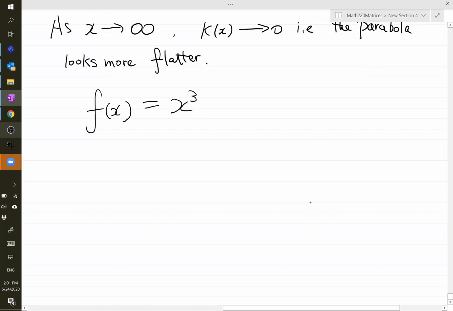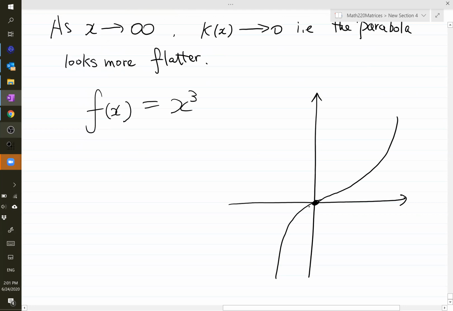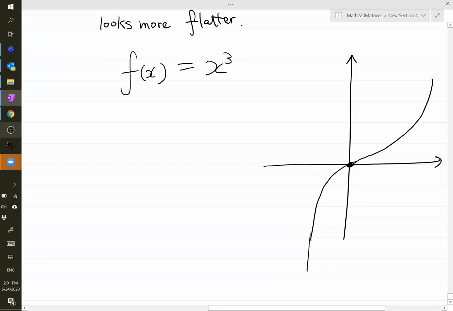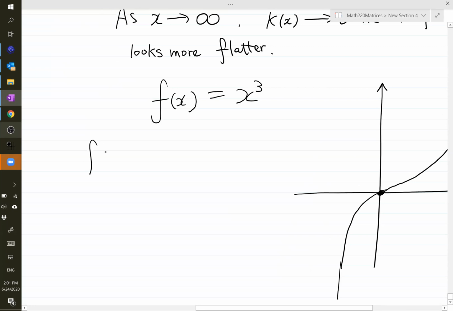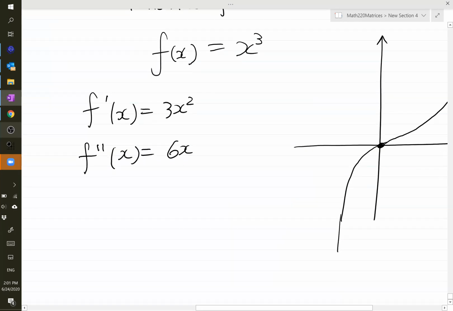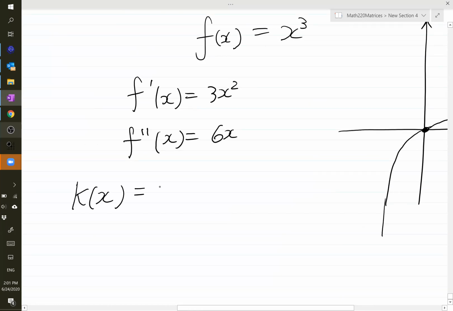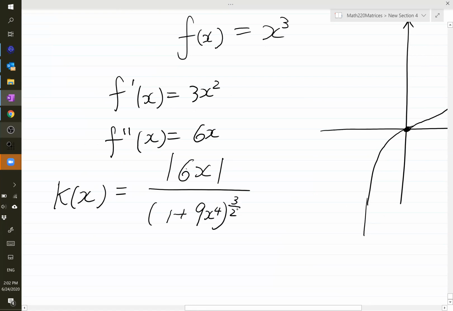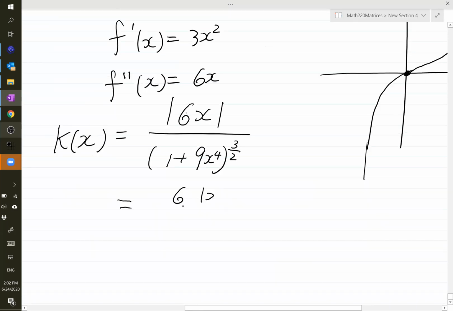Now let f(x) be x cubed. This curve looks like this. Now you see what happens at 0. The derivative of f is 3x squared. The second derivative is 6x. So kappa of x for the curve y equals x cubed is the absolute value of 6x over (1 plus 9x to the power 4) to the power 3 over 2. Actually, it should be 1 plus 9x squared, to the power 3 over 2.